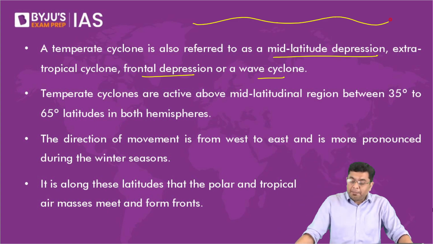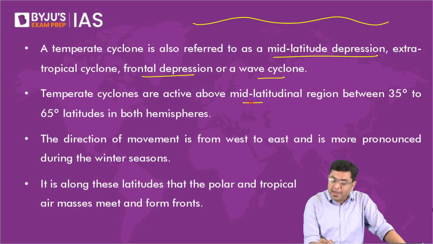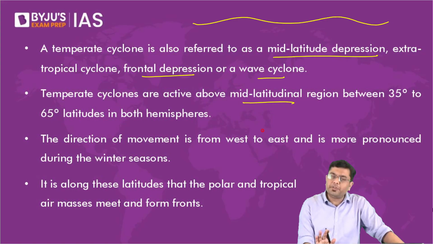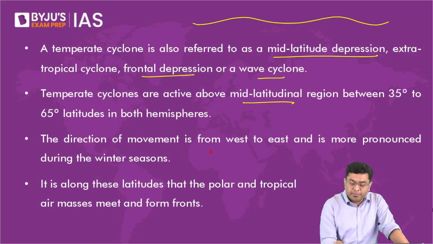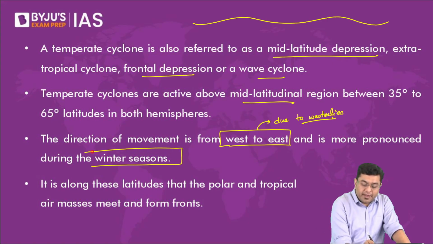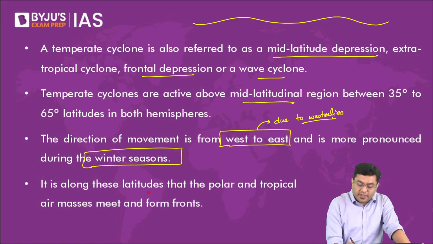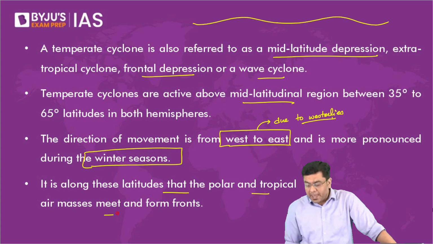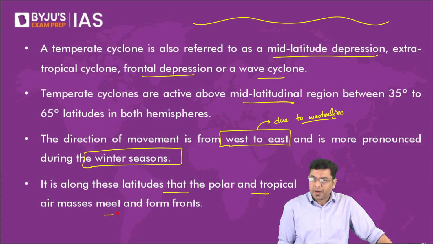Now, temperate cyclones are active above mid-latitudinal region between 35 to 65 degree latitude in both the hemispheres. The direction of movement is west to east due to westerlies, and is more pronounced during the winter season. It is along these latitudes that the polar and the tropical air masses meet and end up forming fronts.